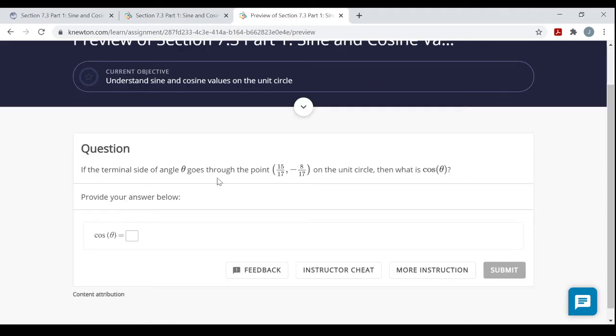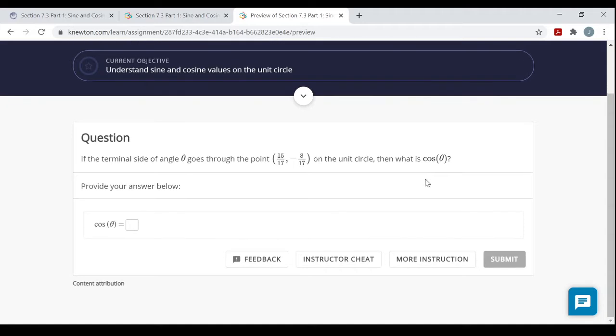So now this is not the first quadrant. Notice, the first quadrant's not mentioned here, so this is all around the unit circle. It just says understand sine and cosine values on the unit circle, while the other objective said in the first quadrant. All right. So if the terminal side of angle theta goes through the point 15/17, -8/17, right? This is a point on the unit circle. What is the cosine of theta?